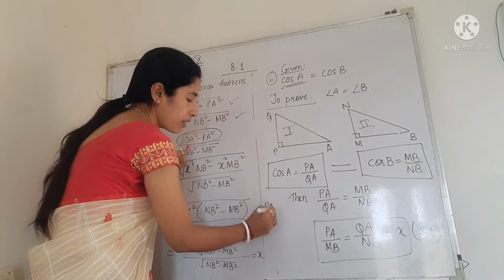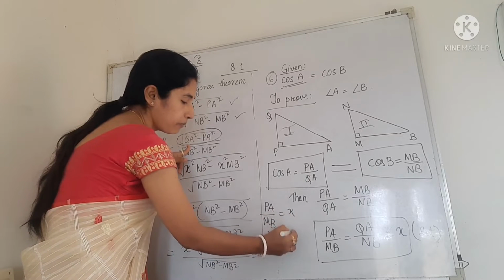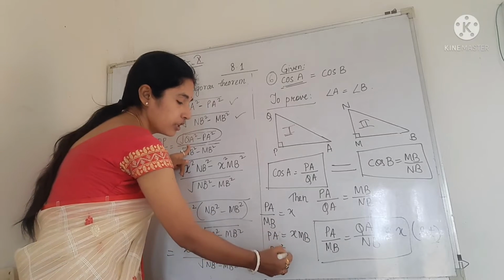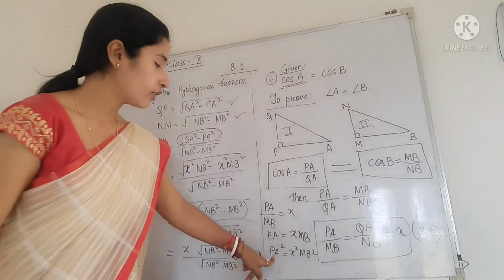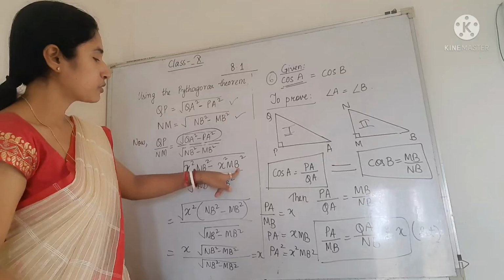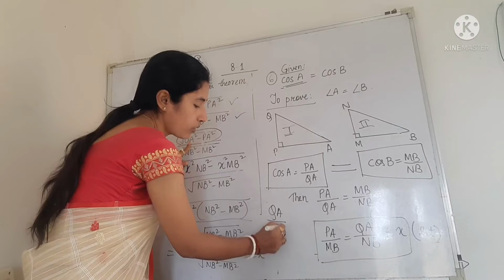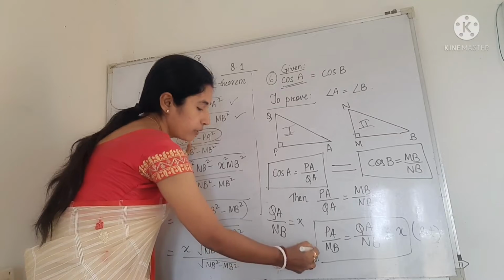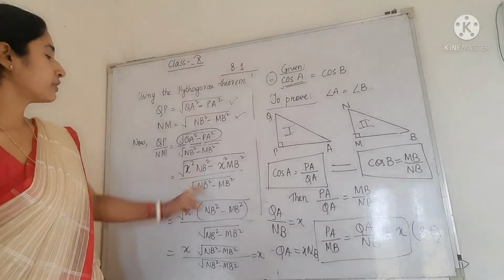So see, PA by MB is equal to X. That means the value of PA will be what? MB into X or X into MB. Therefore, PA square will be how much? This will be X square MB square. So like this we can easily find the value of PA square. Okay, so in place of PA square we can write X square MB square. Similarly, use the second ratio. So QA by NB is equal to X. That means QA is equal to X into NB. Okay, so QA square will be X square NB square.